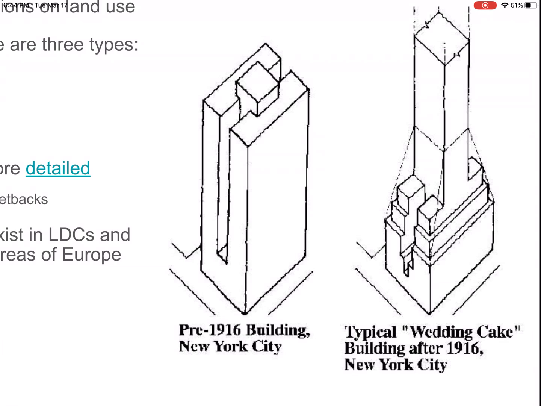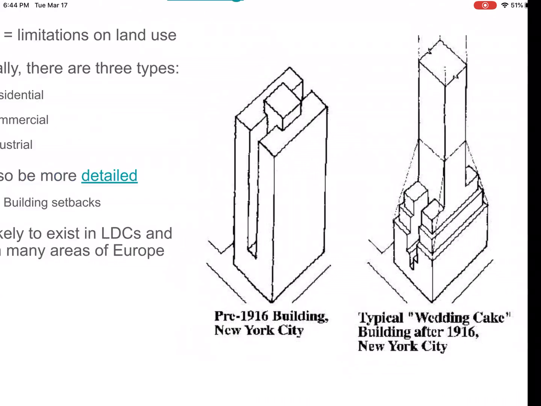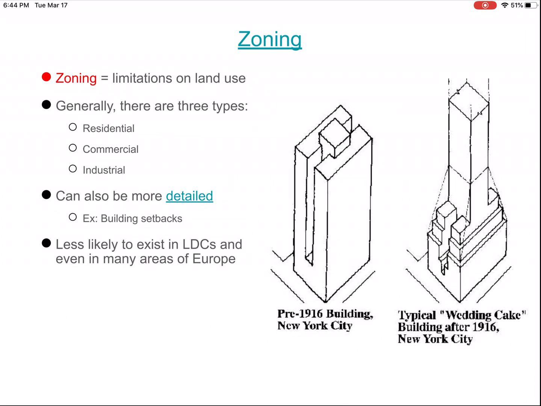And this is generally to allow more light to reach the city streets. So zoning can cover a variety of things, from what type of building you can put somewhere to what that building looks like. There are even regulations probably in your own housing subdivision.